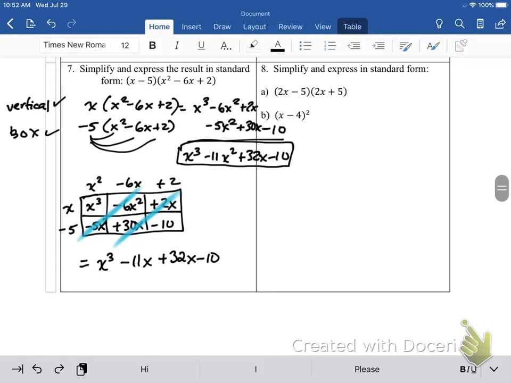Okay, now I'm just going to erase this so I can have room to do number 8, but the answer's still here if you need to reference it. Okay, so now some pattern multiplication. Okay, so this right here is a pattern called conjugates.